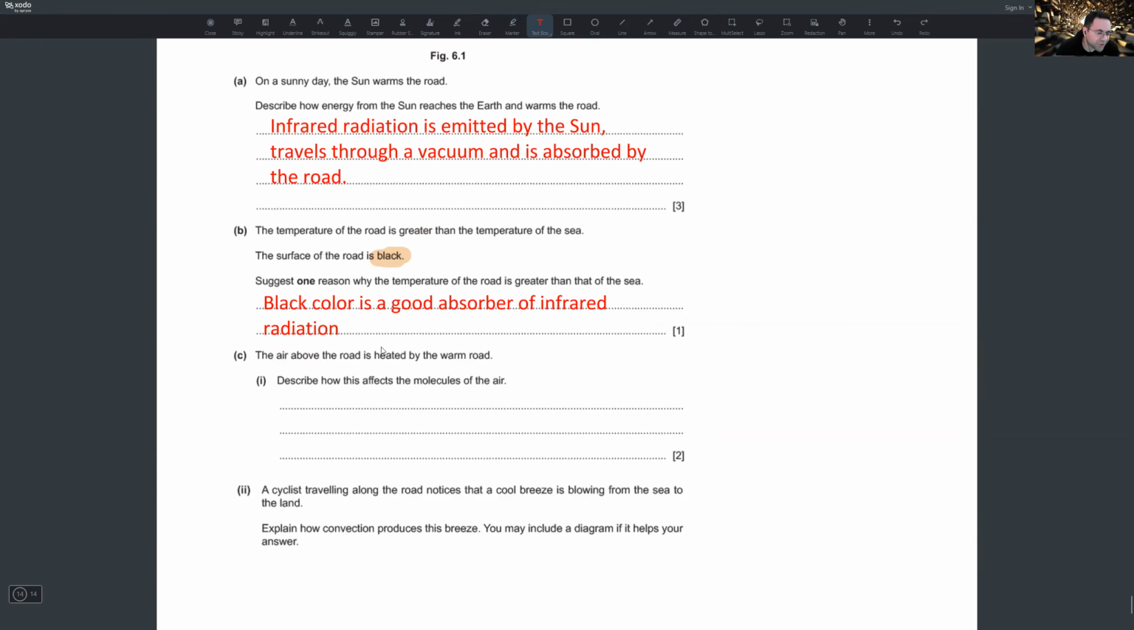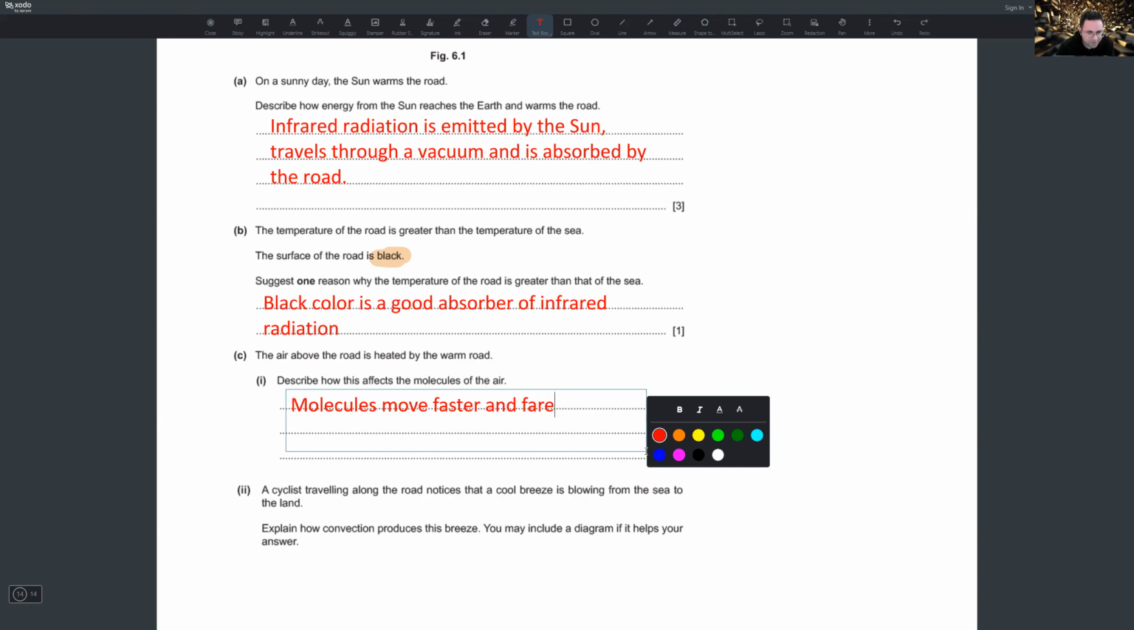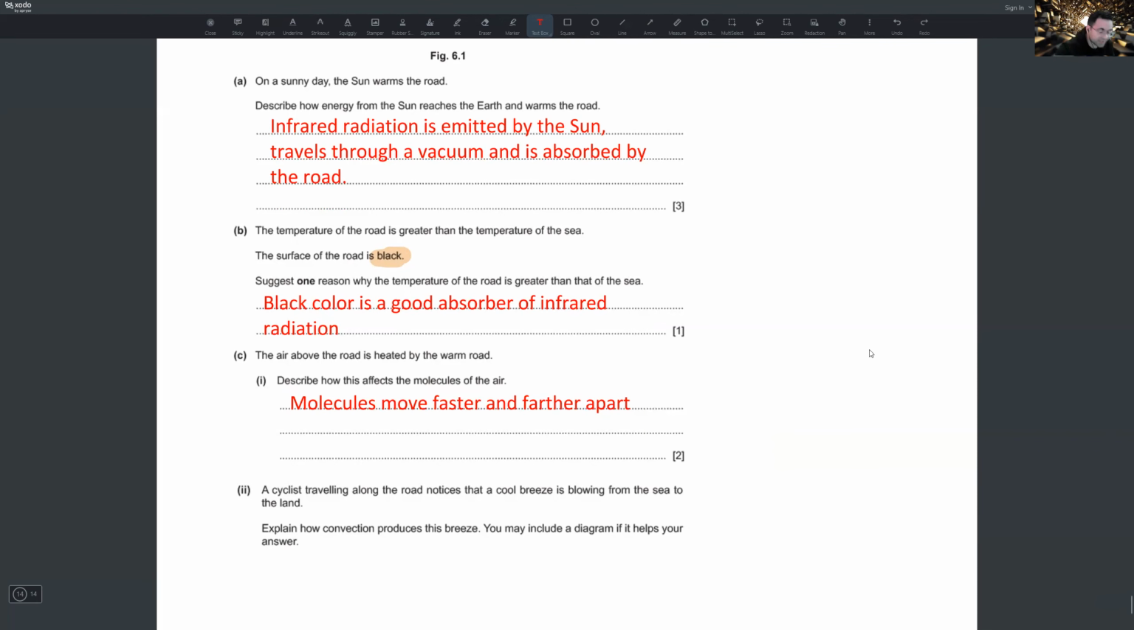The air above the road is heated by the road. Describe how this affects the molecules of the air. This is just a basic thing. The air is heated. The molecules move faster and farther apart. When we heat anything, the kinetic energy of the molecules increases. You could say that instead of faster. And the substance expands. That's very natural.